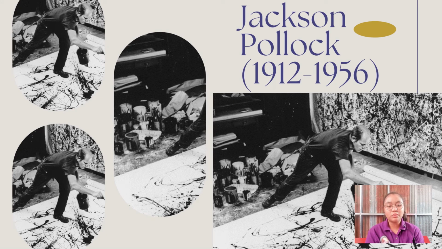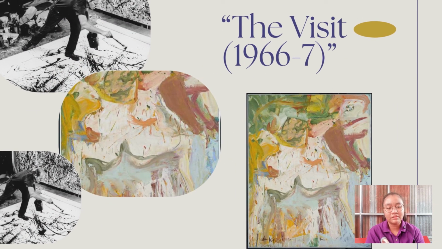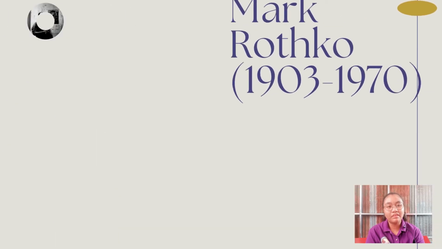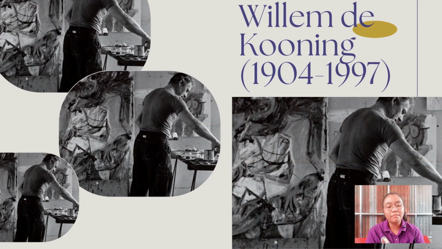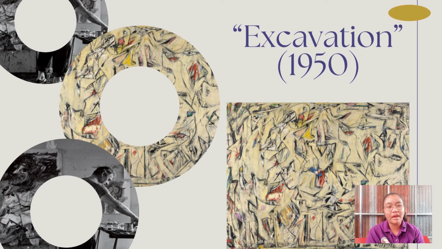And these are the famous painters who developed abstract expressionism and their famous works. First is Jackson Pollock and his painting The Visit. Second is Mark Rothko and his painting Black on Maroon. Last is Willem de Kooning and his painting Excavation.